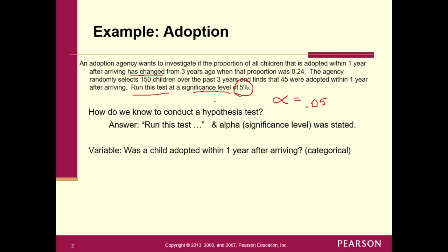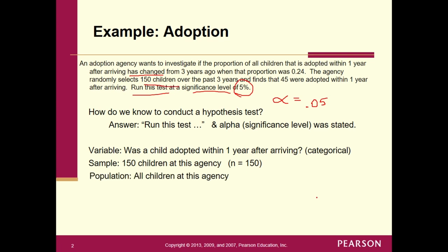All right, what was the variable? Was a child adopted within 1 year after arriving? Yes, no. Categorical, it's non-numerical. That means we're running proportions. That's why we're testing the population proportion P. What was our sample? 150 children at this agency. Okay, 150 children.